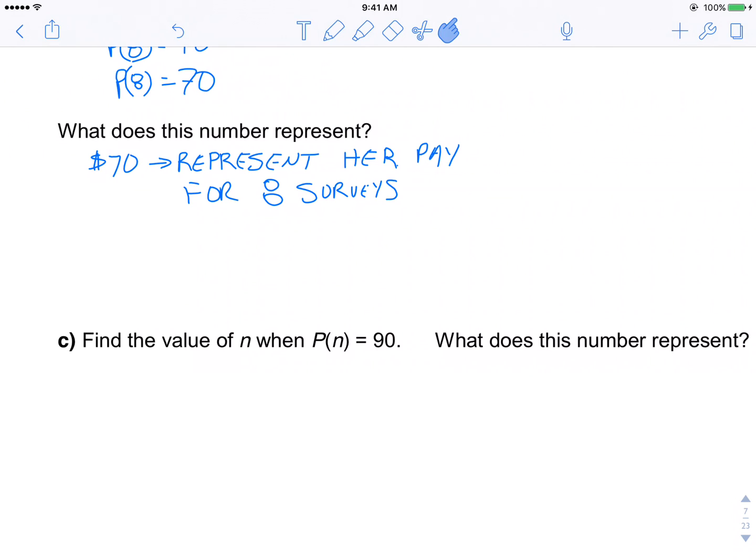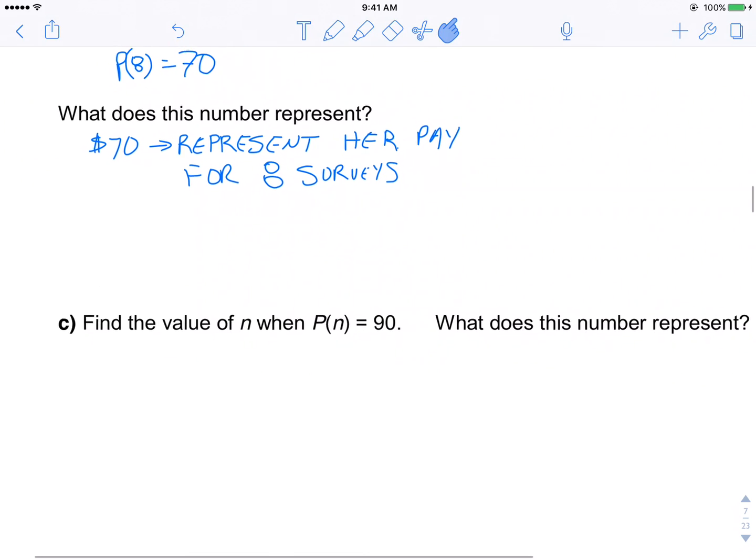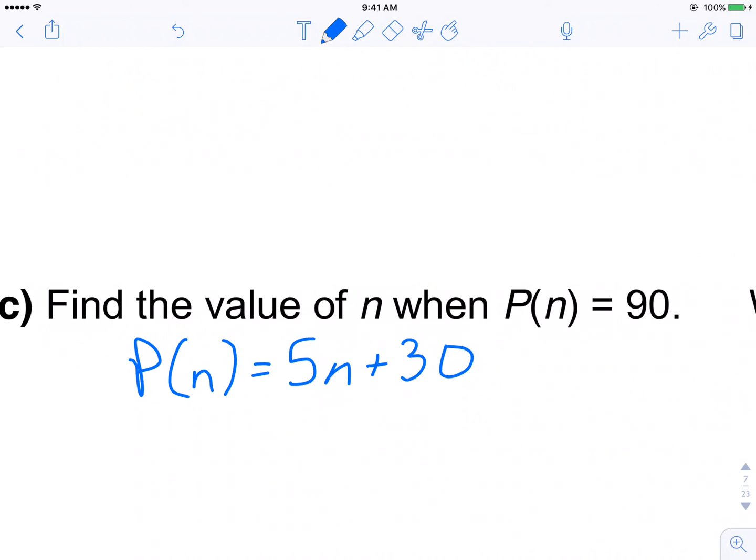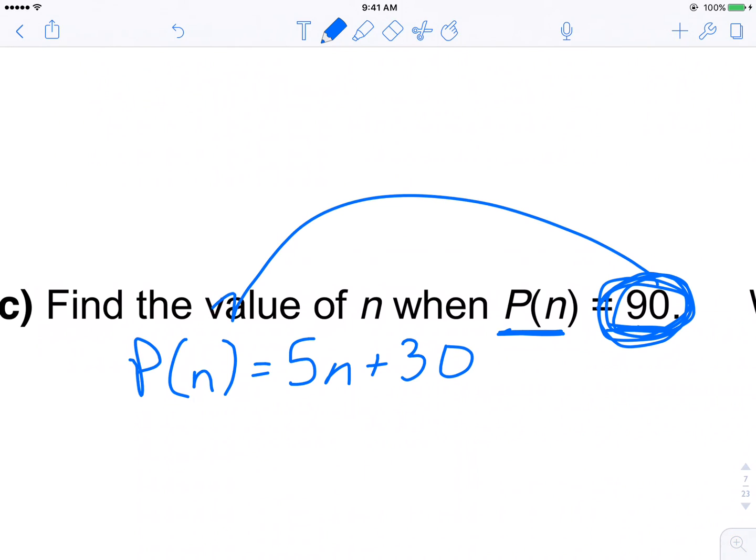Question C, find the value of n when P of n, P of some number, is equal to 90. So here's our function notation equation. P of n is equal to 5n plus 30. But now it's telling us that P of n is equal to 90. So I can take this 90 and I can substitute it in for P of n. 90 is equal to 5n plus 30.